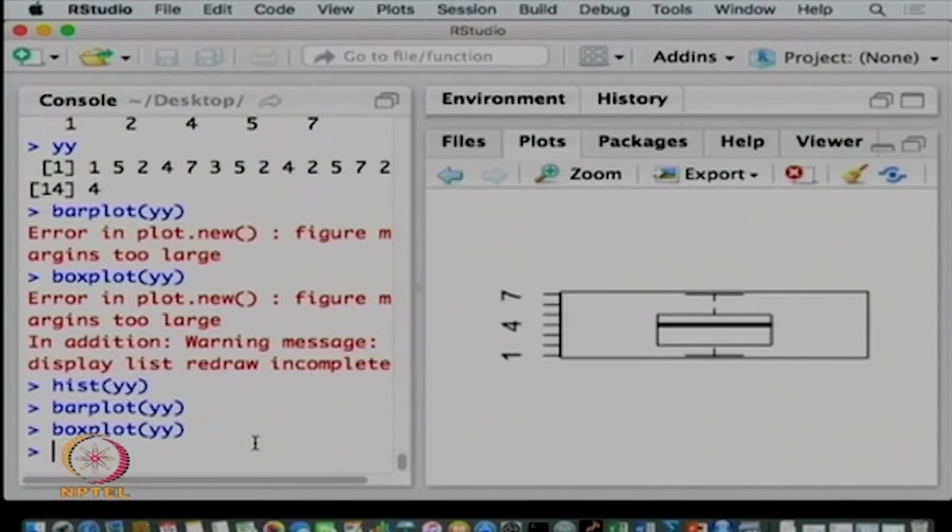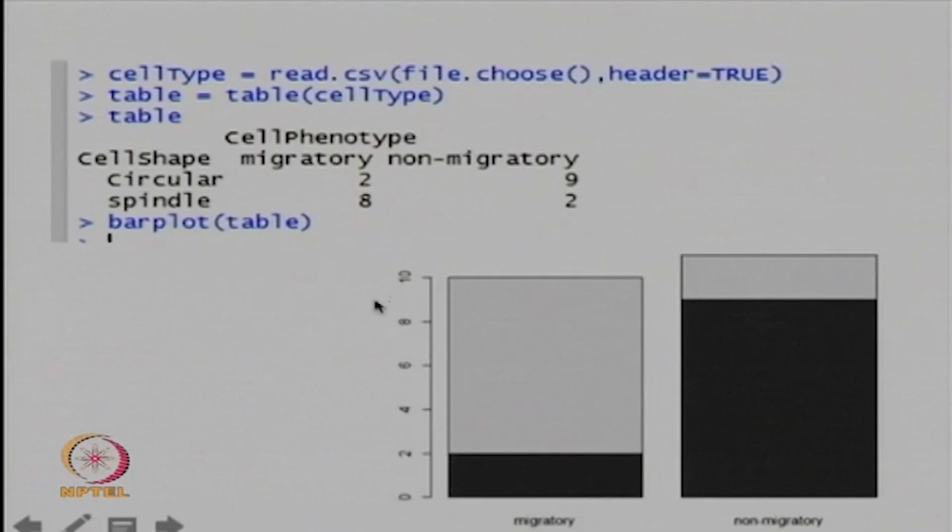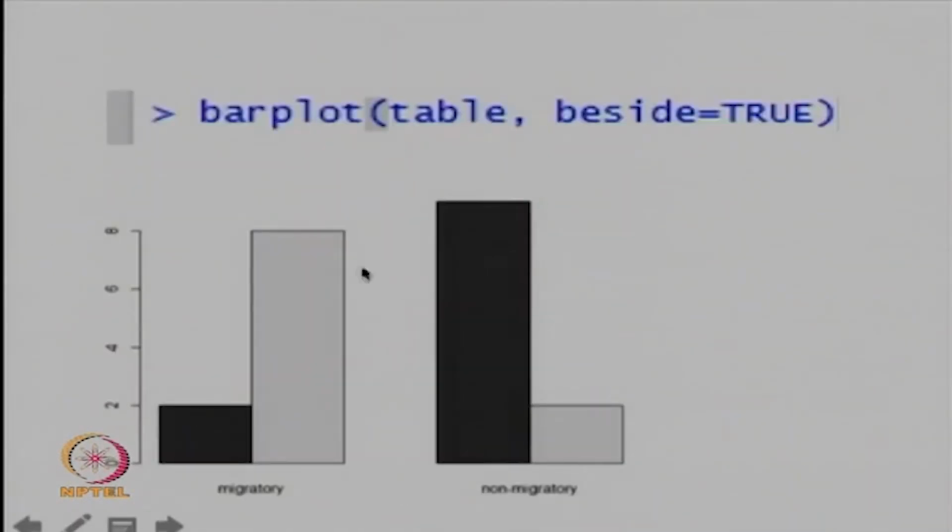What we can also do is, so if I go back to the presentation now, so this is what we had plotted, which is the bar plot of the table, and you see that in case of these cells which are circular, you have a greater portion which are non migratory, okay, which are circular in shape, and lesser portion which are migratory but circular in shape. Okay. So, I can also represent this data by plotting this side by side. So, this would be how it would look like.